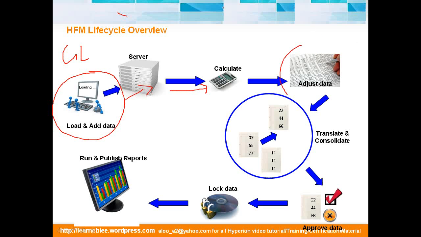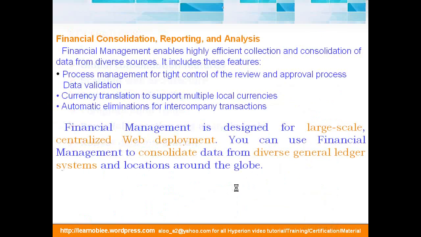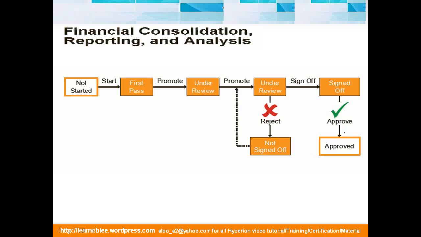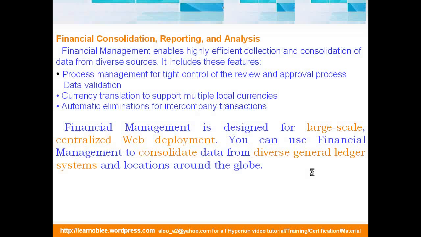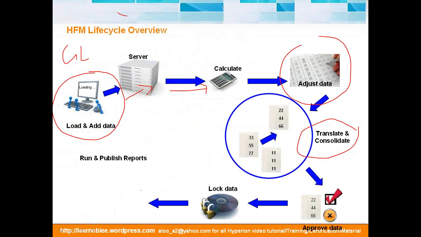Then some adjustment is required. We do the adjustment over here, and finally the data gets translated and consolidated. Once data is consolidated, the data gets locked. When does lock occur? When my process gets approved. After the process gets approved, we lock to ensure there are no more transactions, no more changes. After lock, we provide reporting to the business user. So this is the complete life cycle HFM follows.